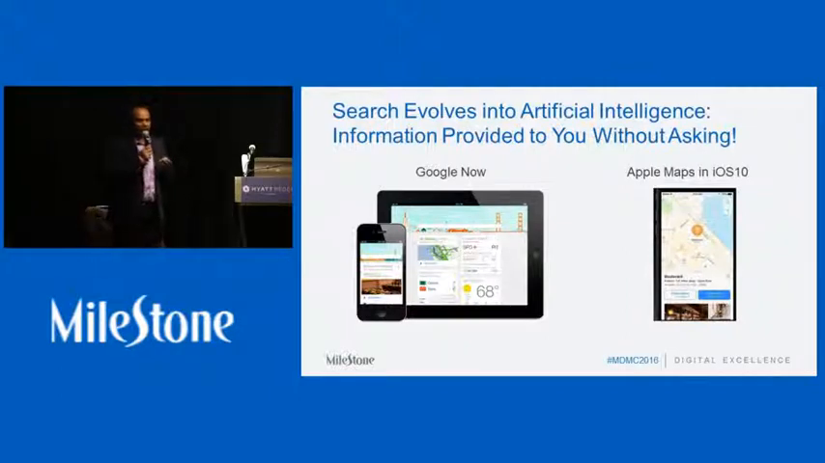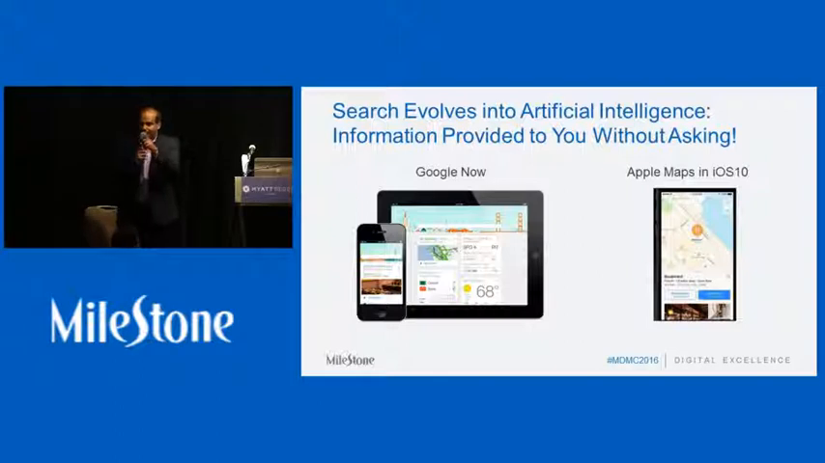Google now, I know Robert talked about it, and Apple Maps in iOS 10. I don't know if some of you followed what's going to happen on iOS 10. It's going to tell you which hotel to stop at. It's going to tell you which restaurants are around your driving route. It's going to tell you which ATM you're going to cross. So there's going to be some very fascinating stuff.